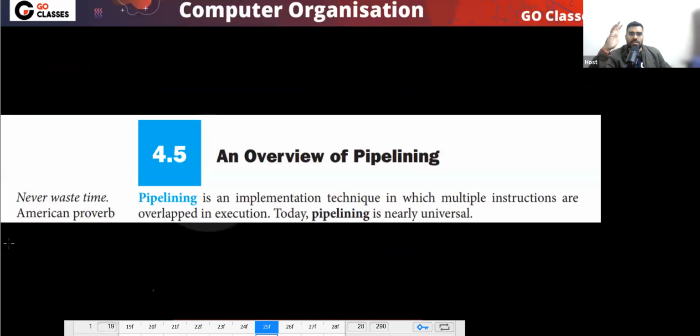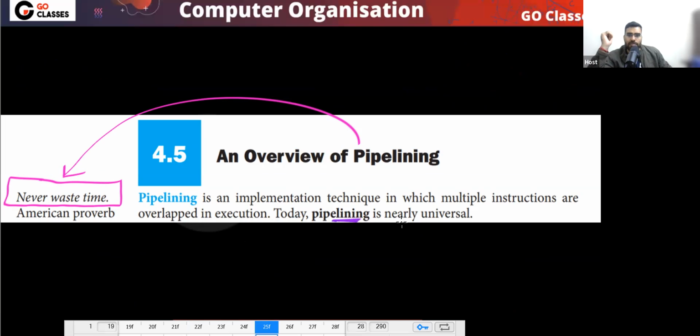This is a very natural concept. Let me tell you, what is the concept of pipeline? The concept of pipeline is to never waste time. Pipeline means never waste time. And this pipelining concept is very natural. You will see this concept everywhere, in every field of real life.